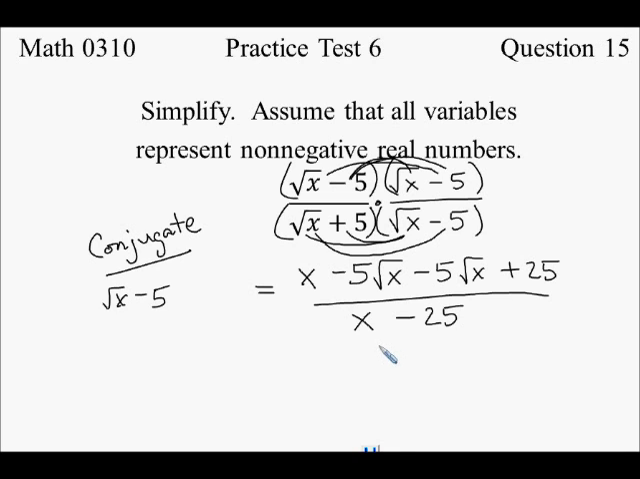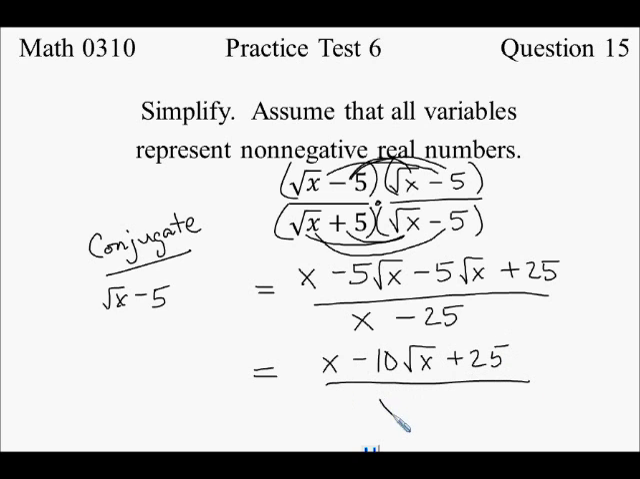Okay, so now notice we have some like terms on the top here. We want to put those together, combine those like terms. These are both square root x terms. They have matching radicals. So we have negative 5 of them here, minus another 5 of them, so we really have negative 10 of those. So we can combine that as a like term.